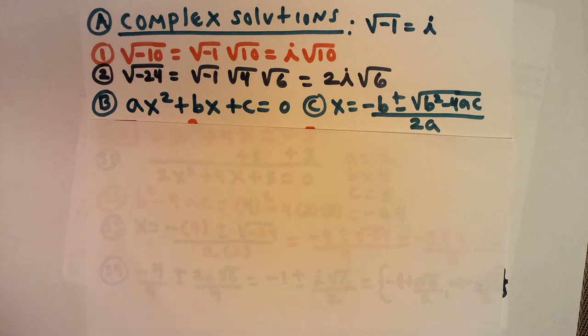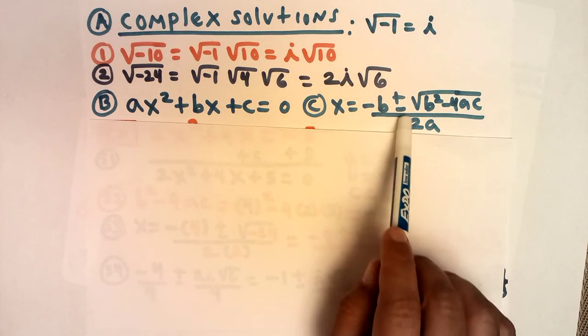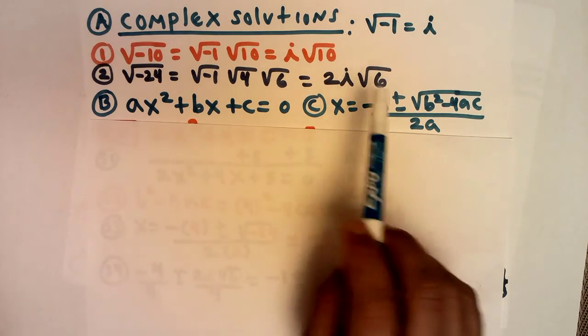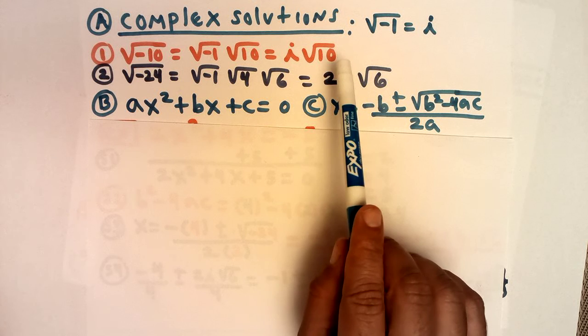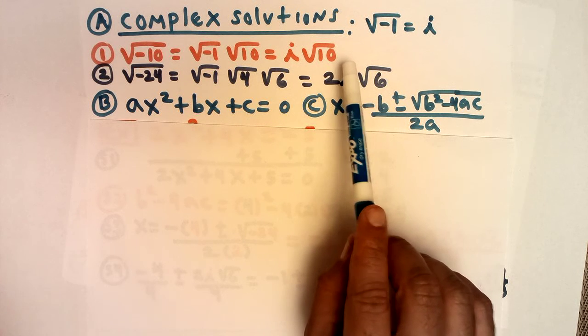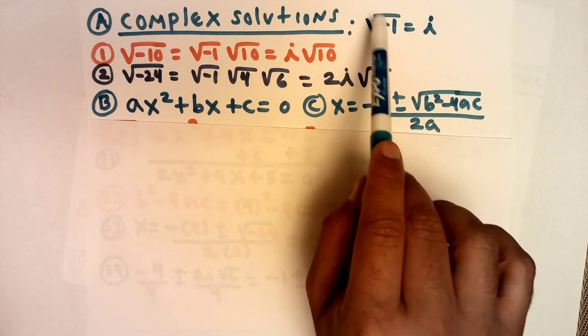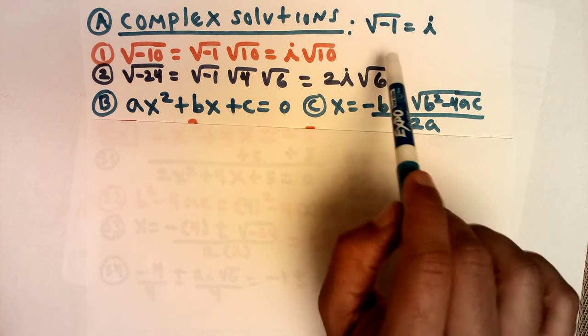Alright, in this video we are going to use the quadratic formula with complex solutions. So you need to be careful, but it's not a big deal here. When you get a complex solution, what we're going to do is use this rule. We're going to get rid of the negative by saying that radical -1 equals i.